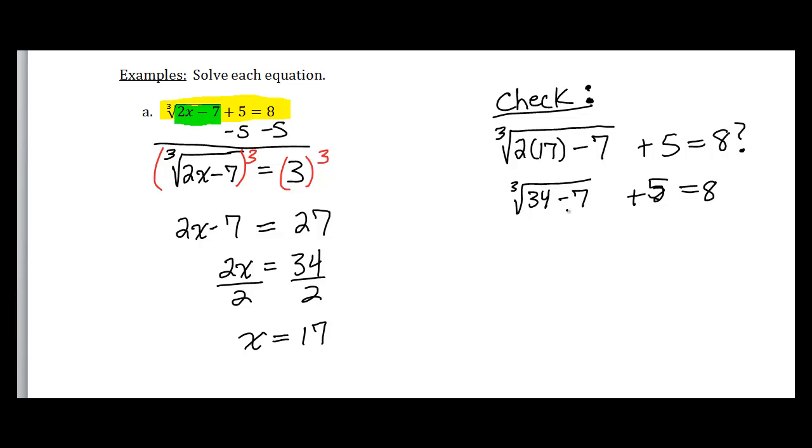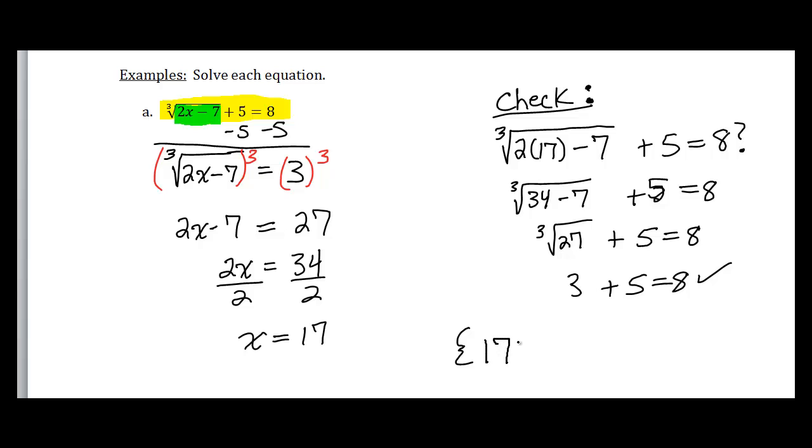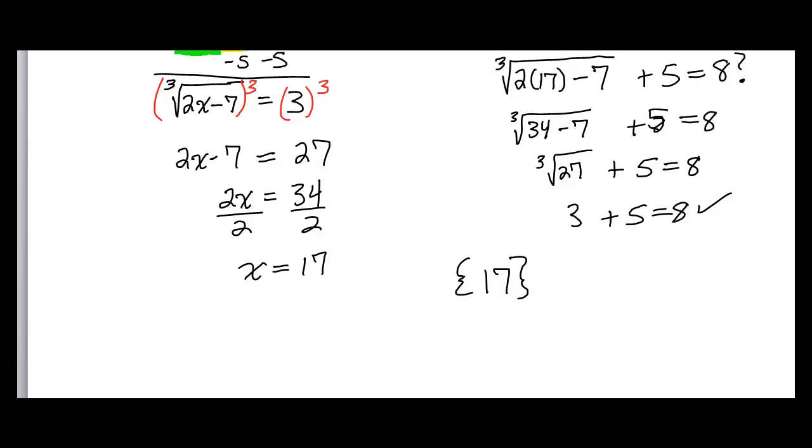Well, 34 minus 7 is 27. That's 3 plus 5 equals 8, which is true. So my solution here is 17. Okay. Had this been false, then I would have no solution. Let's look at another example.